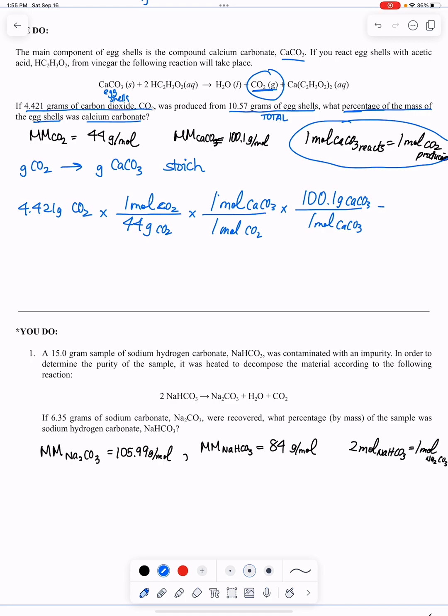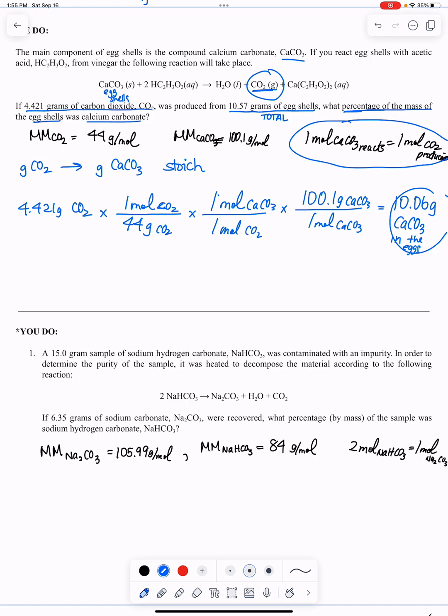If I do this math, I will arrive at how many grams of calcium carbonate are in my eggs. Do that times 100.1. I get 10.06 grams of calcium carbonate in the eggs. But we're not done here. It wants the percentage of calcium carbonate in the eggs. Well, I'm going to need to do some math here.